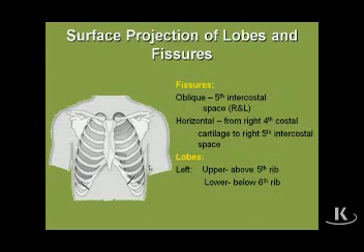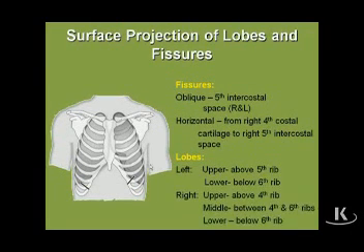And on the right side, where we have to add the horizontal fissure, since we know the horizontal fissure separates the upper lobe from the middle lobe, and since we know that the horizontal fissure starts at about the level of the fourth costal cartilage, that means on the right side, the upper lobe will be above the fourth rib, the middle lobe will be between the fourth and sixth ribs, and the lower lobe will be below the sixth rib. All of this, of course, referring to the anterior chest wall.